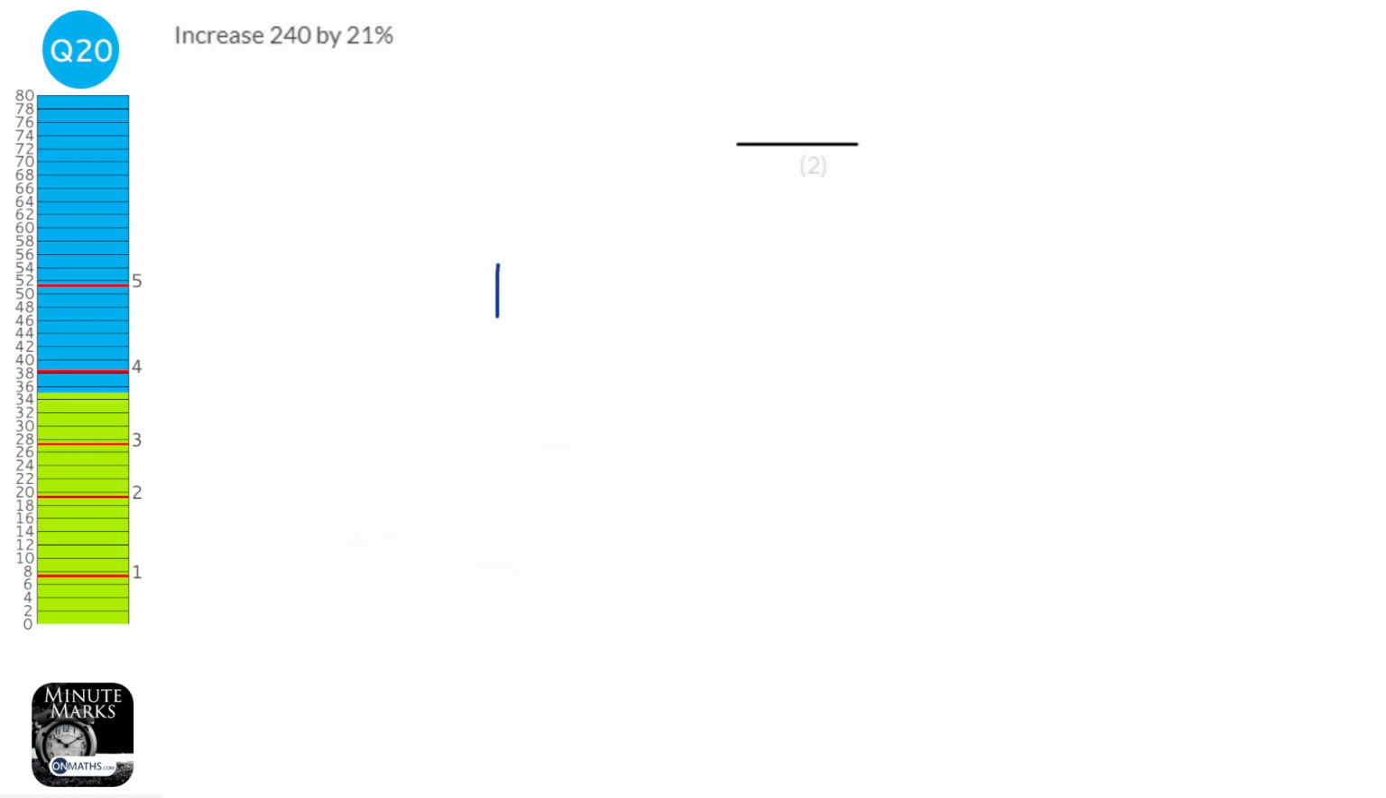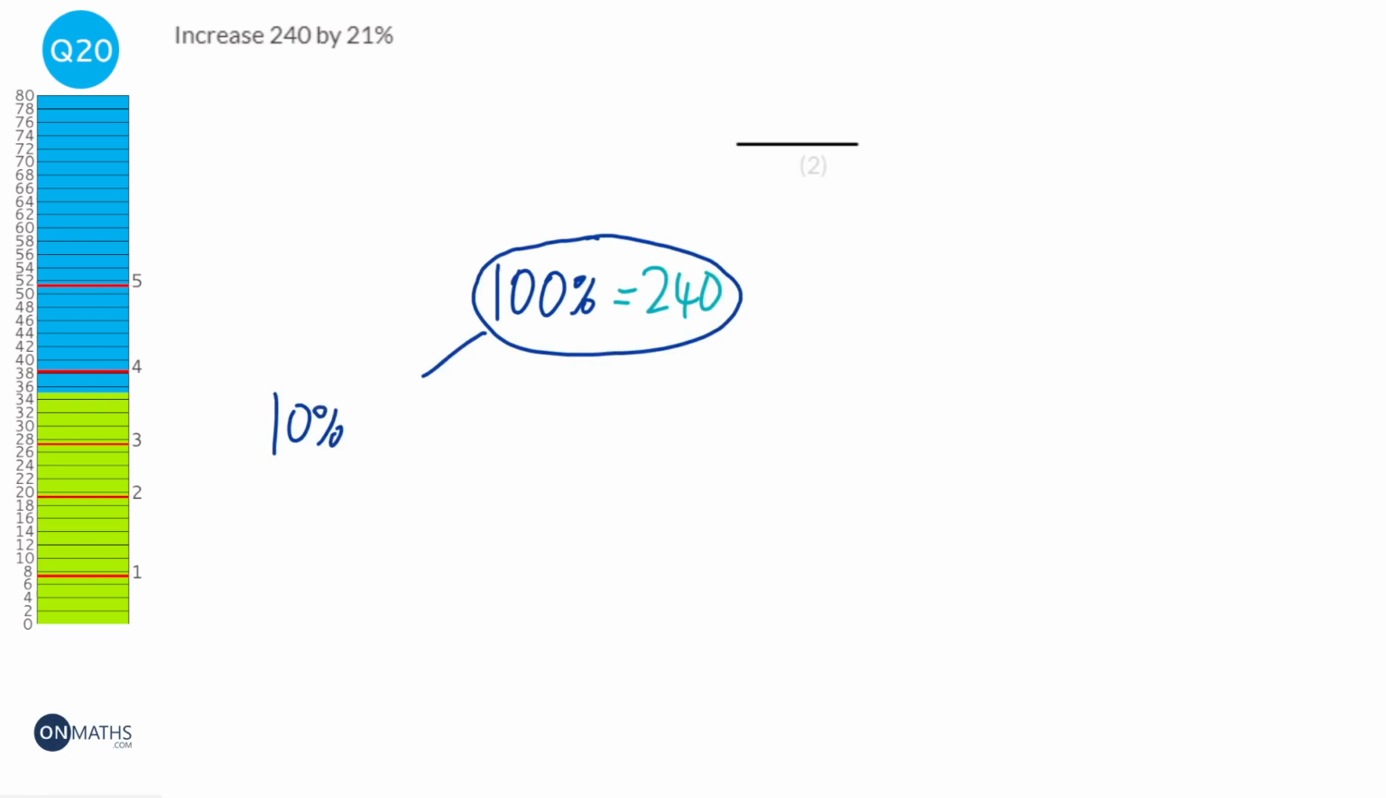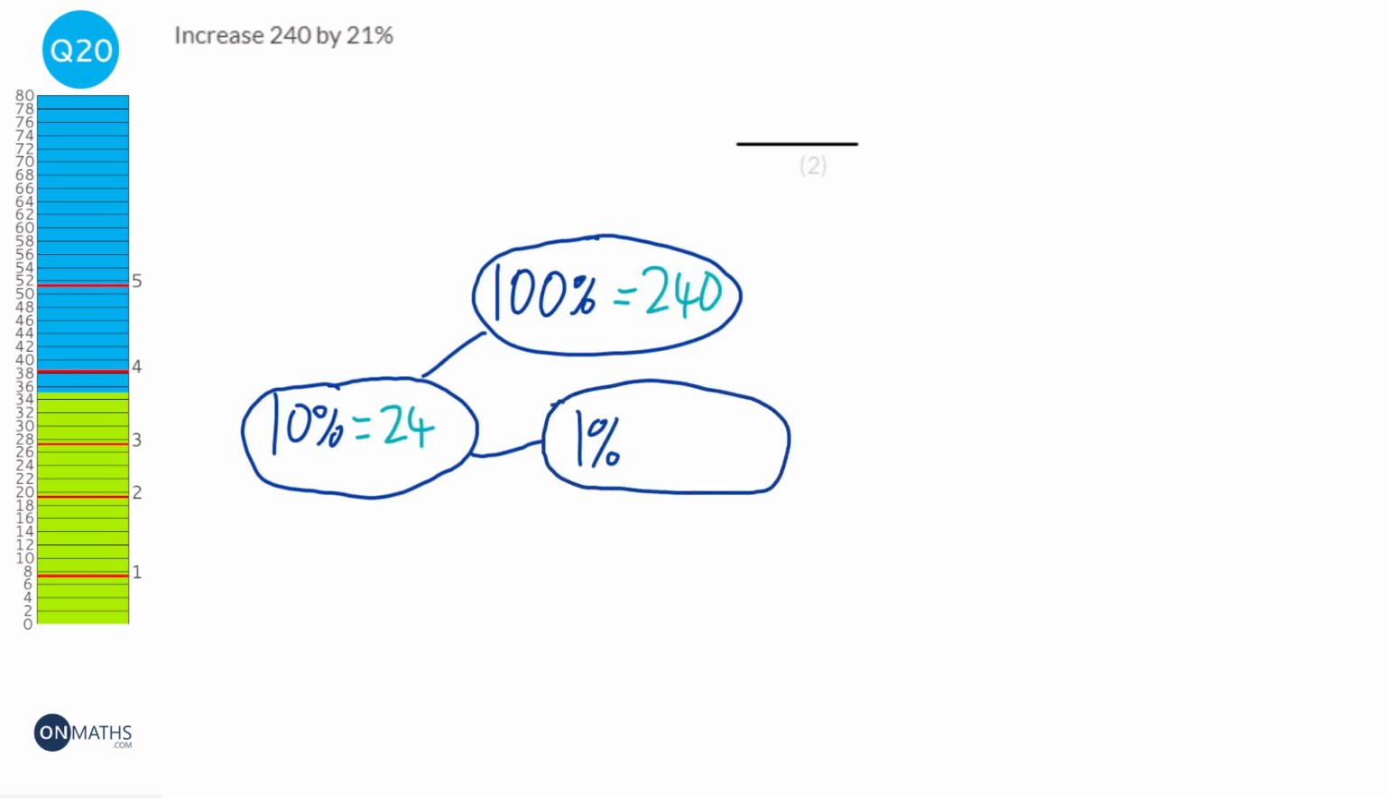So we start off by working out what 100% of 240 is. Well, that's obviously going to be 240. And a nice easy one to start off with is 10%. And we're trying to get to 21%, so 10% is always a good one to start with. So we divide by 10, which would be 24. And because we try to get to 21%, we'll need to find out what 1% is. And 1%, we just divide the 10% by 10 again, so it'd be 2.4.